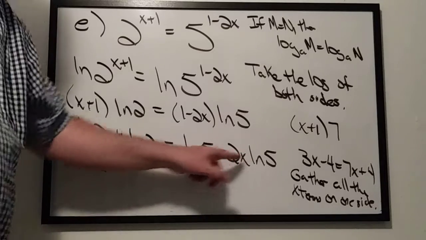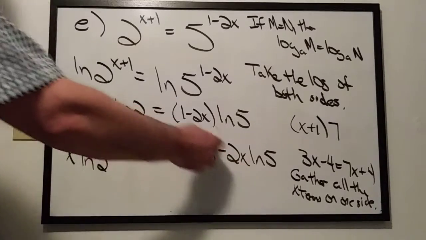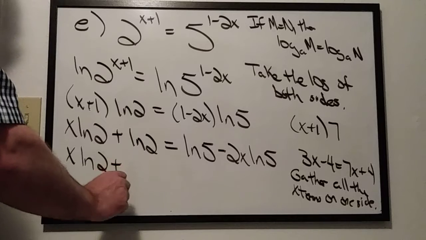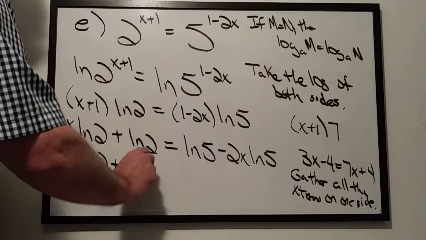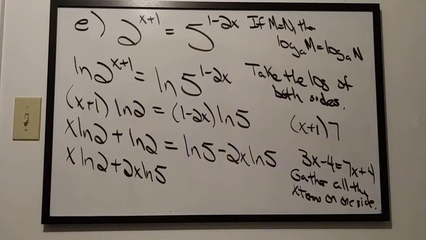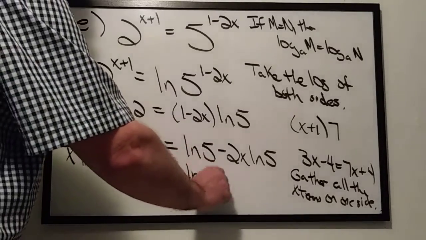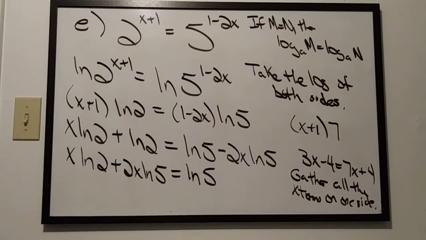Because this term is subtracted, I need to add 2x natural log of 5 to both sides to make that happen. So let's add 2x natural log of 5, and if we do that, we're going to have an addition of 2x natural log of 5 over here on the left-hand side. Okay, let's keep going. Next, I see natural log of 5 on the right-hand side. That's great. I want all of my terms that don't involve x over on the right-hand side. So natural log of 5, that's a great place for it.